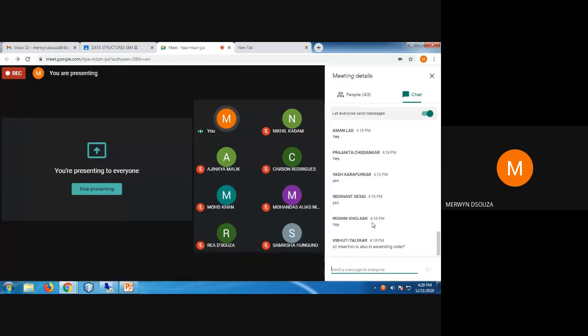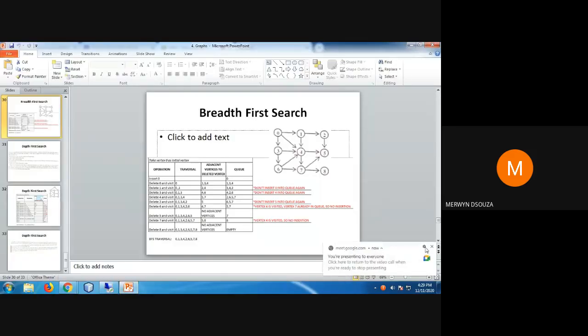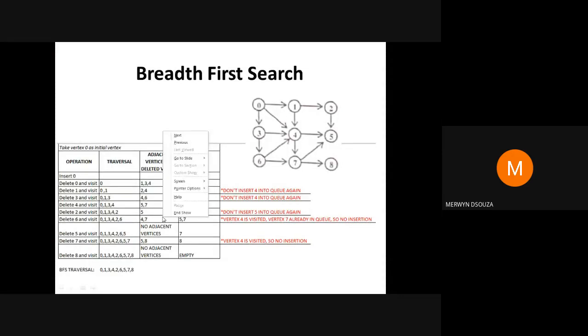In case you are finding any difficulty, Vibhuti asks whether insertion is also in ascending order. Which step? In the first step, you insert 1, 3, 4. Why is it not 3, 1, 4? No, you could have put any order here, Vibhuti. You could have put this as 3, 4, 1.